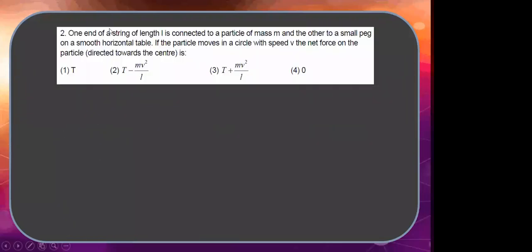Next. One end of a string of length L is connected to a particle of mass small m, and the other to a small peg on a smooth horizontal table. If the particle moves in a circle with a speed v, then the net force on the particle will be. See here, it is in vertical circular motion. This is at the center, from the center, a bob is, let us suppose, connected.